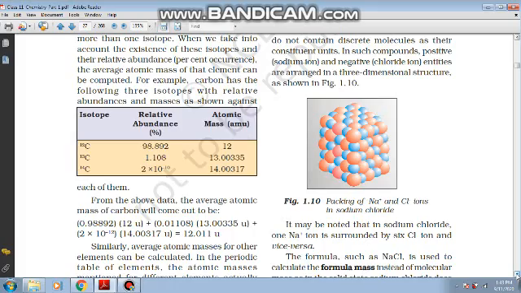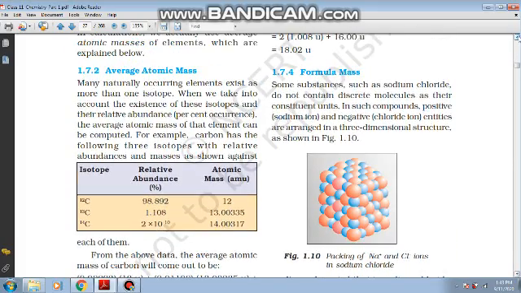Then formula mass is used for ionic compounds. See, molecular mass is used for those substances which can exist in discrete molecular form. Discrete means separate molecular forms. You can separate their molecules. Fine. And such compounds are generally covalent in nature. And in case of ionic compounds, we do not have discrete molecules of the compound. We have an arrangement of cations and anions in 3 dimensions.